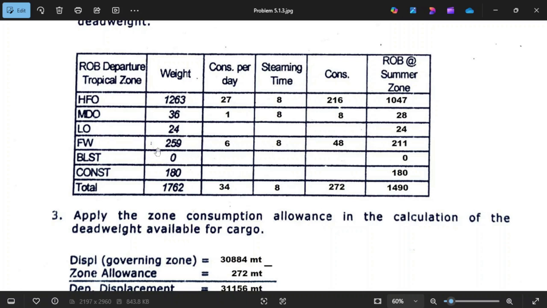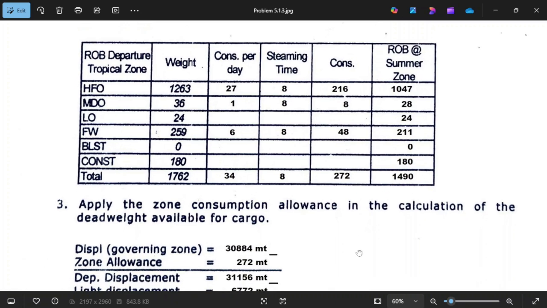And likewise with your fresh water, the consumption per day is 6 tons times your steaming time of 8 days, that will be 48 metric tons. You add all this together, the total consumption will be 272. So if your ROB is 1762 minus 272, this will be your ROB upon arrival at the boundary of the summer zone, which is 1490. Okay? If that's clear.